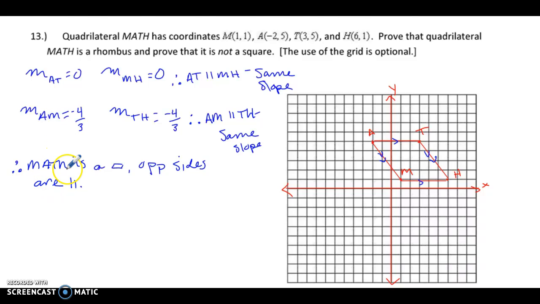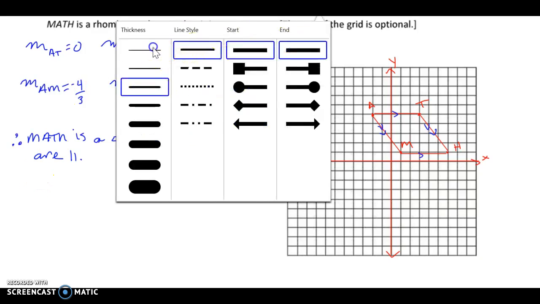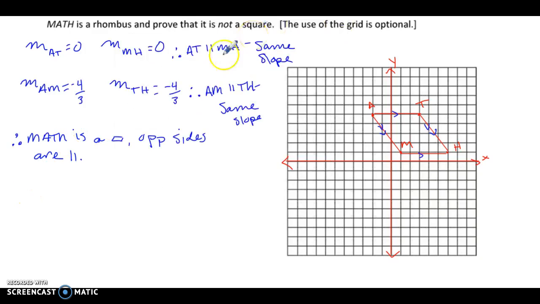Okay, so to get that it's a rhombus, I have to show that consecutive sides are congruent. So I can pick any pair that share a vertex, so like AT and AM. So when I do that, let's just switch colors here. If I find the length of AT, that's actually easy because it's horizontal, 1, 2, 3, 4, 5. I can just count it.